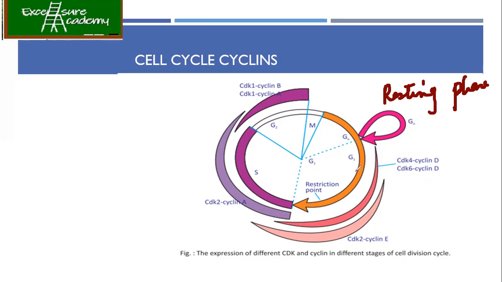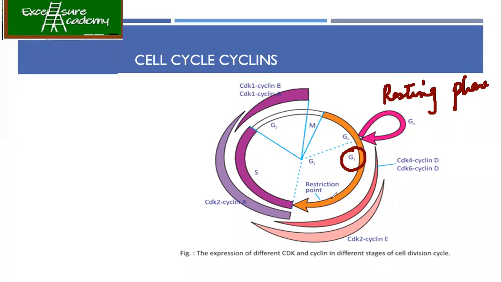Now, suppose it enters G1. It has seen that all the growth factors and nutrients are available, so the G1 phase has started. With the help of cyclin D interacting with CDK4 and 6, which is present in the G1 phase, it crosses the restriction point.